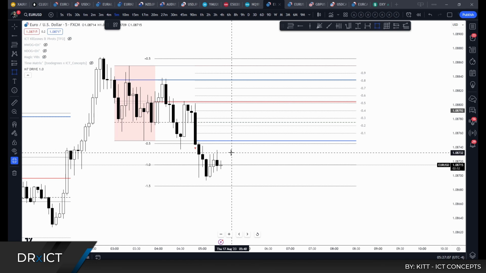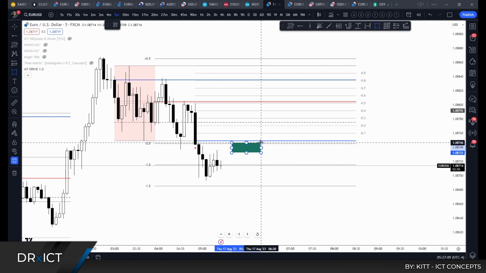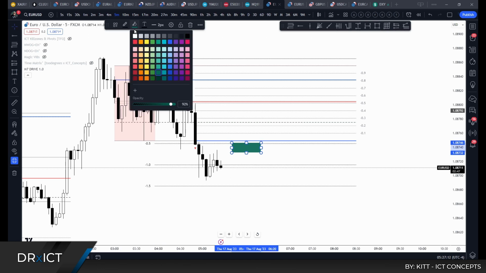I'll create this little window right here. Wow, that's an interesting color you got there, buddy.